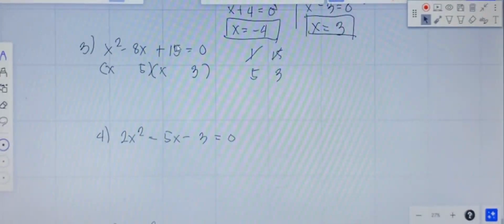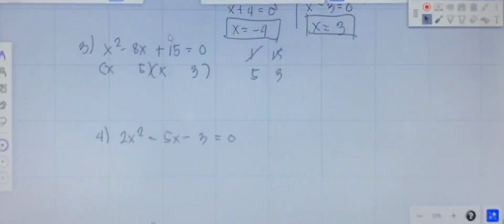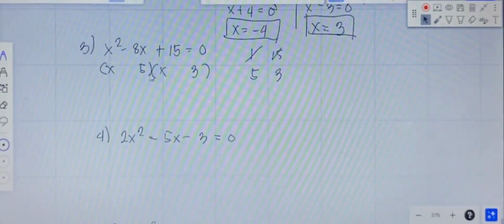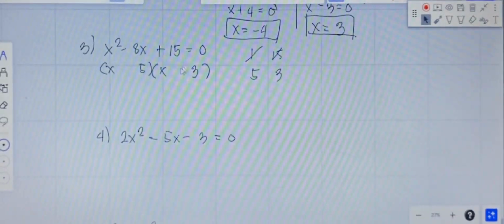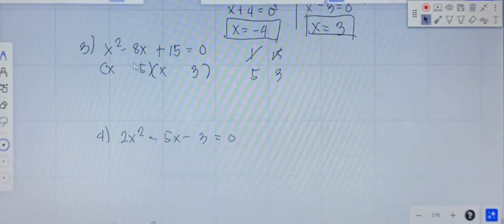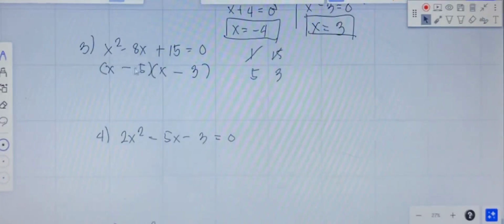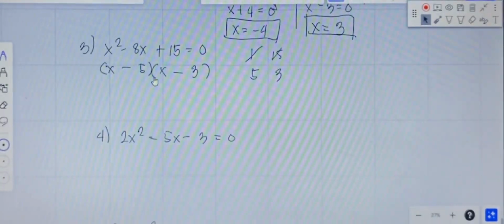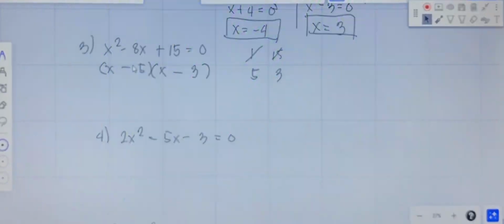Now, as you can see, this is positive 15. So basically, either both of them are positive, or both of them are negative. So it depends on the middle term. Since this is negative, these two will become negative. Because if we multiply this, negative 3x, negative 5x, if we combine them, that's negative 8x.